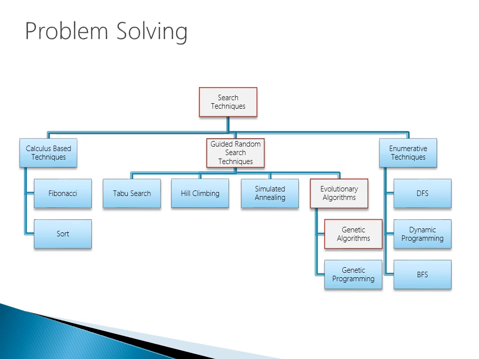But for now, what we're looking at is a guided random search technique, and we're going to get into these evolutionary algorithms and specifically genetic algorithms. I've highlighted them all with gray boxes outlined in red.